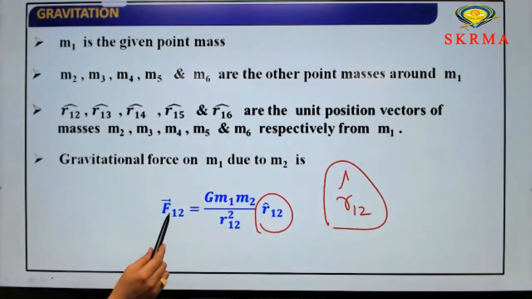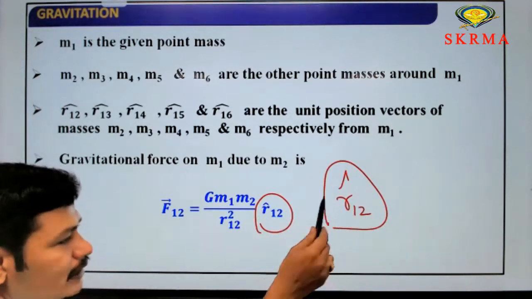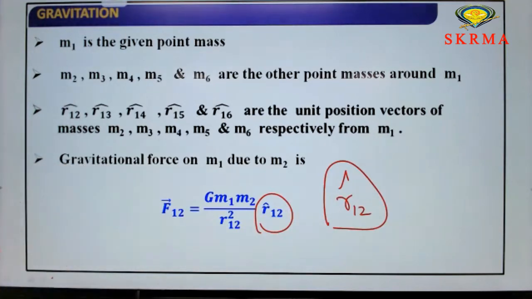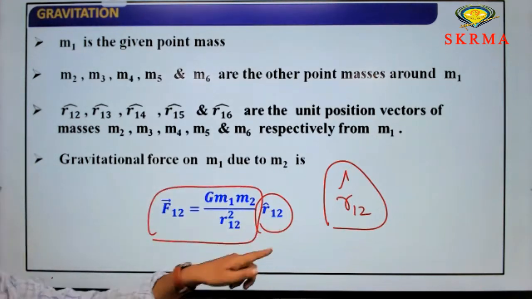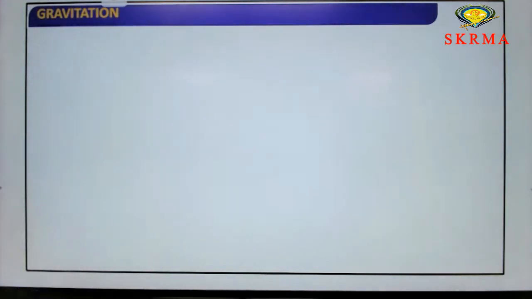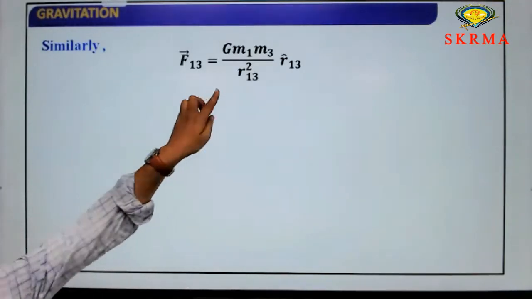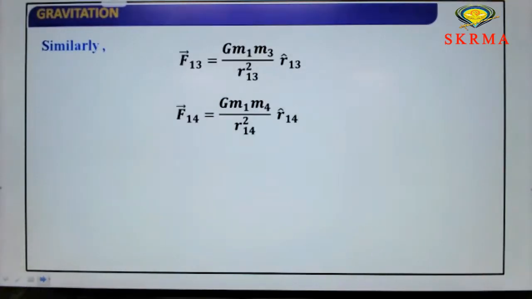The forces acting on 1 and 2, between 1 and 2, act along the separation or displacement vector between the two masses. The basic equation is the same. This represents only direction. In the same way, the force due to 2 and due to 3 on 1 acts along R13. In the same fashion, you can write the force due to 4 as G M1 M4 by R14 whole square, acting along R14.